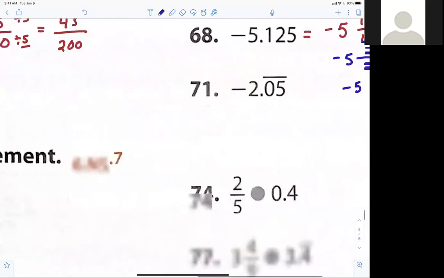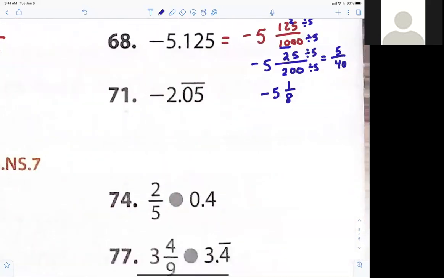All right, so here we go with 70. Ooh, 71. You think you know it? Yeah, I think so. Tell me. -2 and 5 over 99. You are amazing. Thank you. -2 and 5 over 99. I'm totally happy with you on that. Very nice. Anybody have any questions or concerns with that? Anybody? All right, here we go.